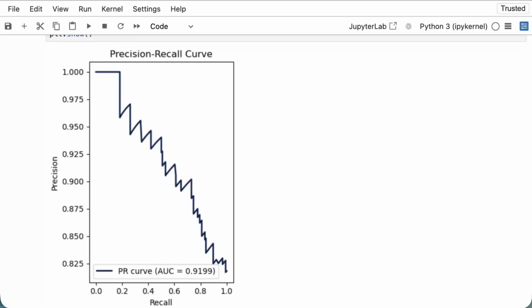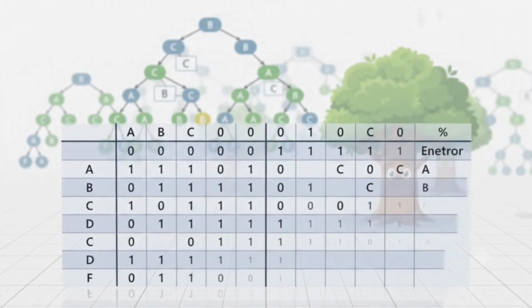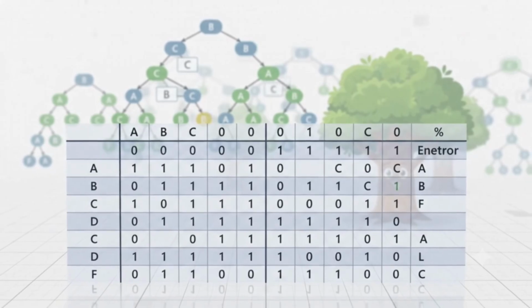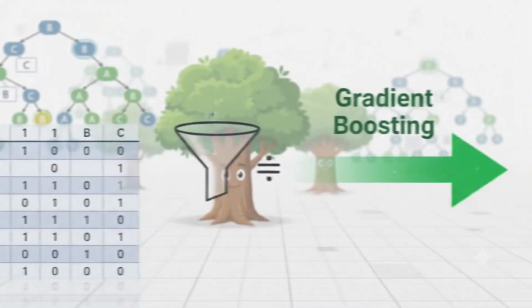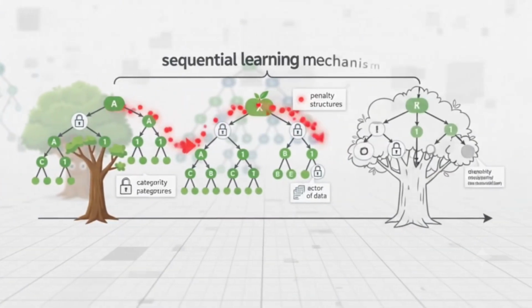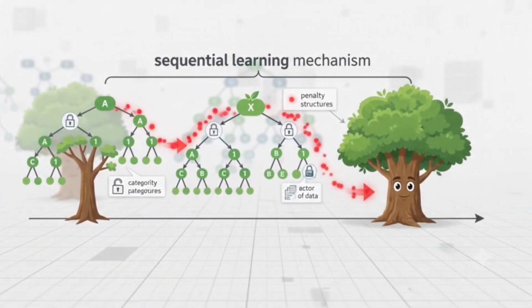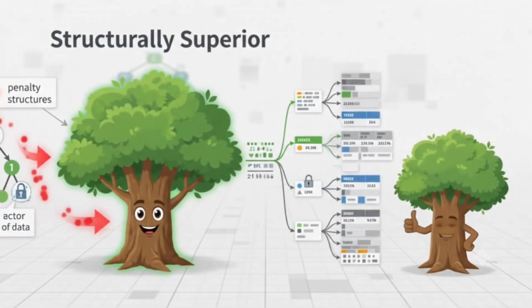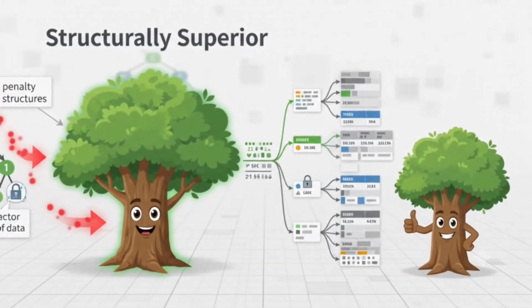The takeaway is clear. If your engineering workflow involves tabular data packed with binary switches, sparse categories, and class imbalances, don't just rely on a baseline random forest average. Try boosting. XGBoost's sequential learning mechanism and penalty structures make it structurally superior for handling categorical data cleanly.